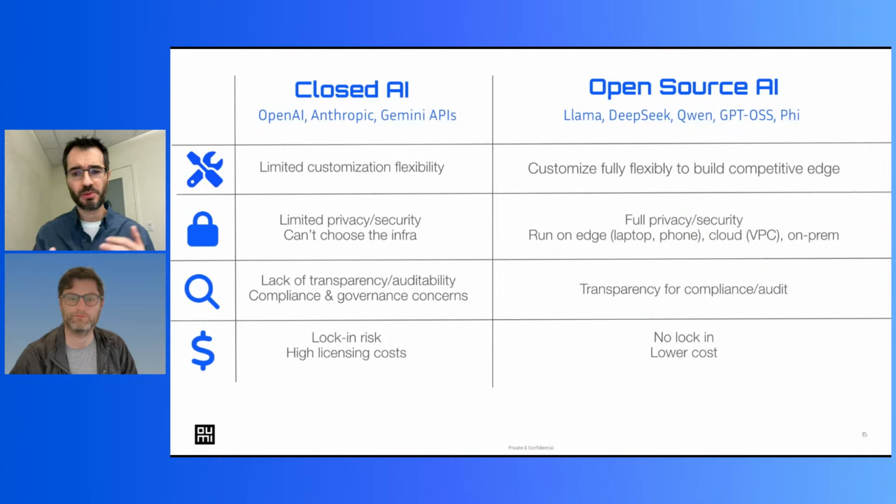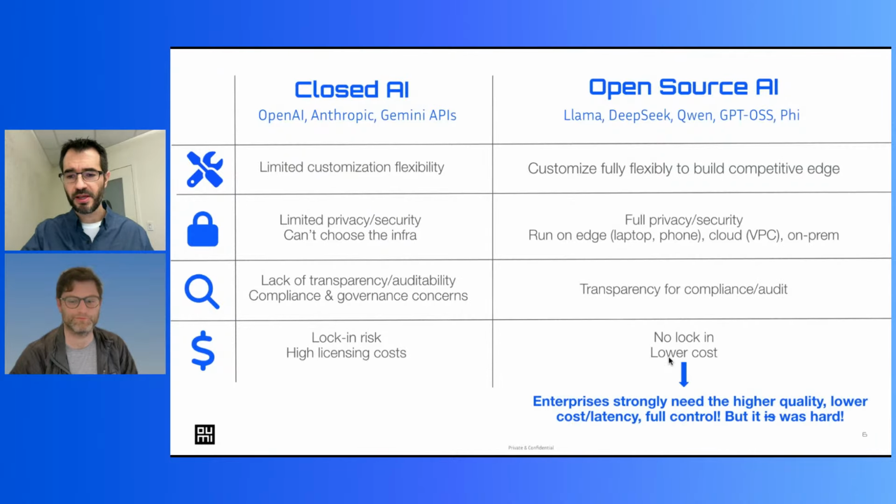So the open models, when you customize them, you can have a lot of benefits. You can end up with something that's much higher quality, lower cost, lower latency. It's better for privacy and security, right? You choose where you deploy them, more transparent, you don't get locked in, you're in full control, and at lower cost. So many enterprises have thought this is clearly our future. We know this is the future. This is what we want for all the benefits, but it is hard to do.